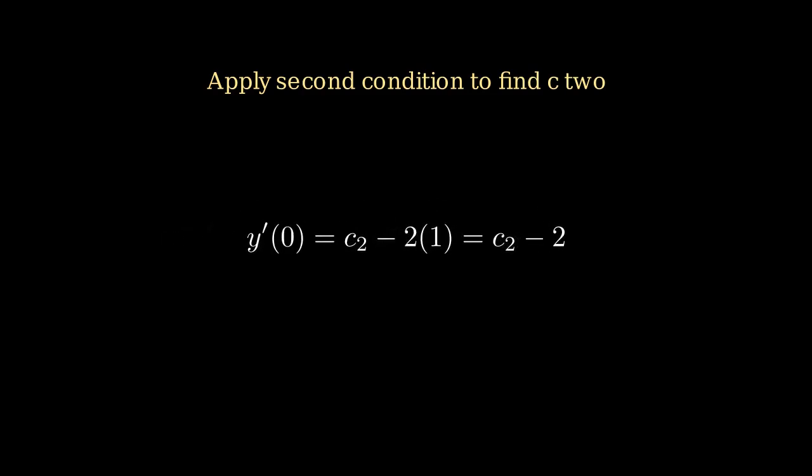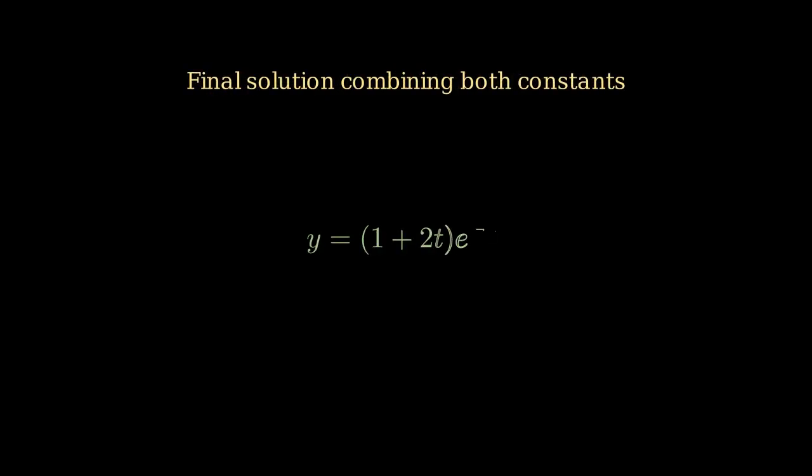Applying the second condition, the derivative of y at 0 equals 0, and substituting c1 = 1 gives c2 − 2 = 0, so c2 = 2. Putting these constants back into our general form, the final solution is y = (1 + 2t) e^(−2t).